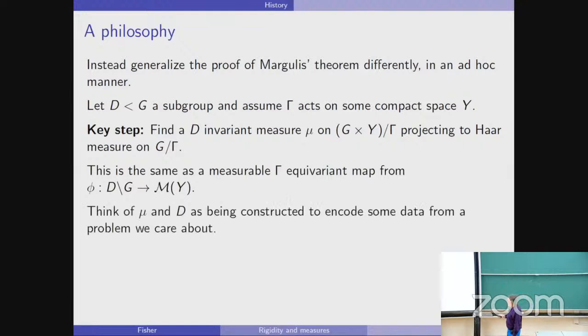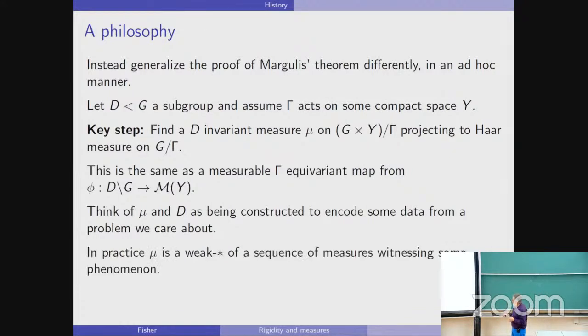And what you can do is you can think of mu and D as being constructed to encode some data about some problem you think about. And this shouldn't seem that strange, especially to some members of this audience, because if you're using homogeneous dynamics to prove something about number theory, or if you're using dynamics to prove something about number theory, often the strategy is you start with some problem, you realize there's some group involved, and that you can build some action of the group and some measure that tells you how to solve your problem as long as you know something about the action of the group and the measure. And so it's the same kind of philosophy, but being applied in a different setting to prove theorems about rigidity of group actions.